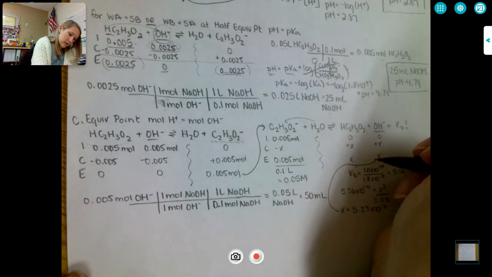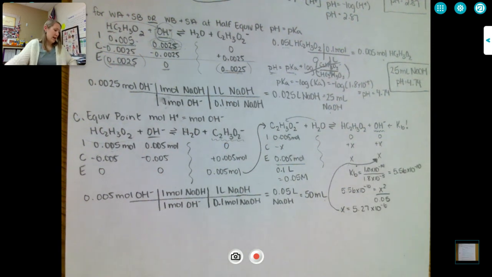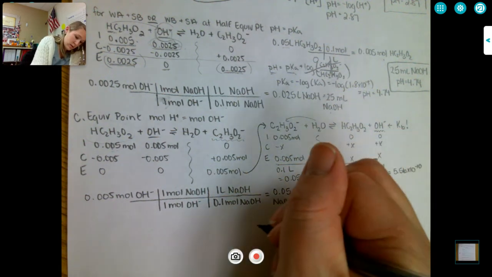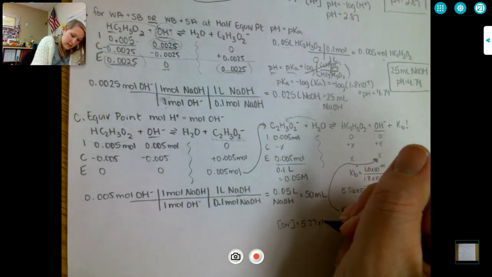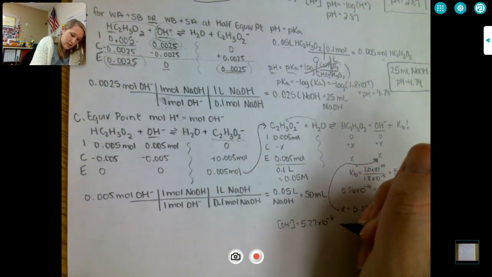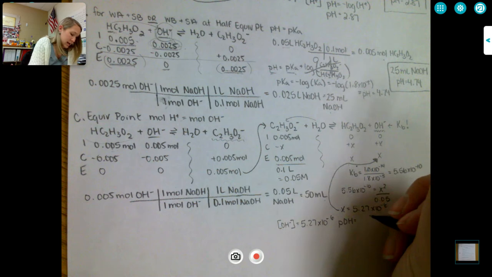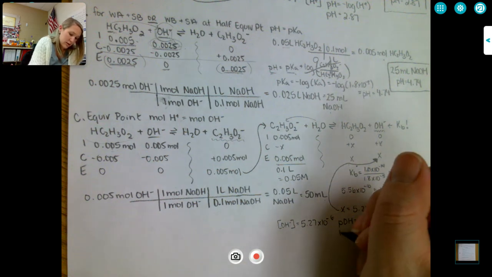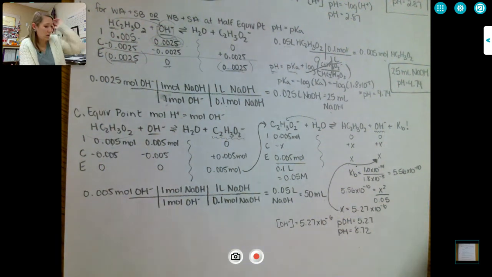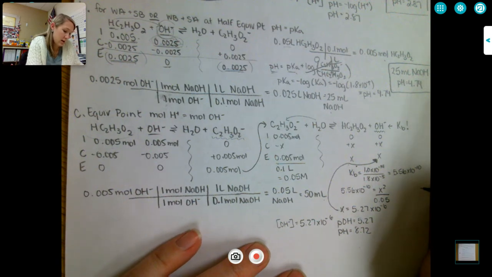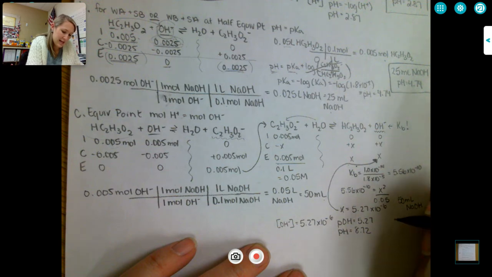We are hanging out over here. So if that's my hydroxide ion concentration, I can figure out my pOH. So we've got our hydroxide ion concentration, 5.27 times 10 to the negative 6, which means our pOH is the negative log of that, which is 5.27, which makes our pH equal to 8.72. Whew. Okay, so we have learned here that we are at our equivalence point, 50 milliliters NaOH and a pH equal to 8.72.